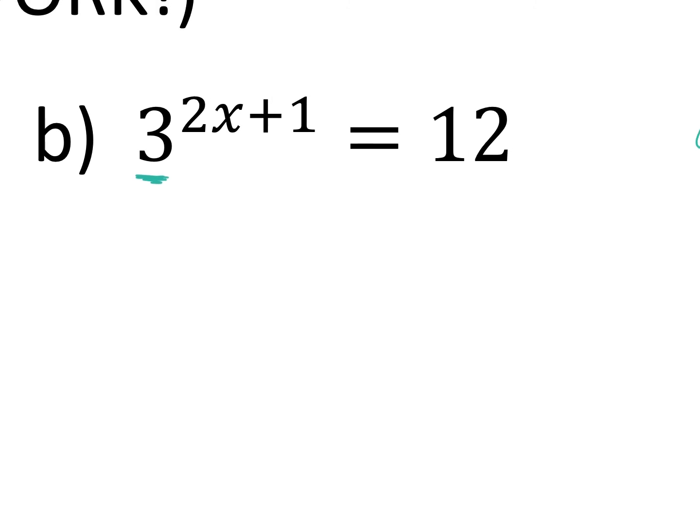Okay, so once you've isolated, what do? Take the log of both sides. So we're going to say the log of 3 to the 2x plus 1 equals the log of 12. I agree.